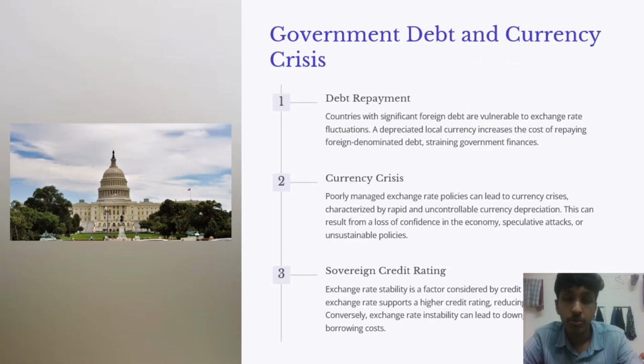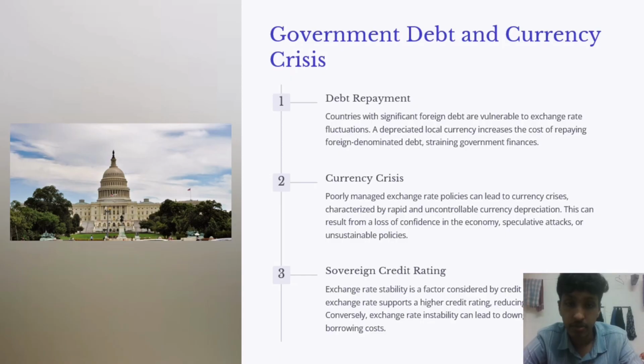So the last topic is about government debt and currency crisis. Debt repayment. Countries with significant foreign debt are vulnerable to exchange rate fluctuations, and a depreciated local currency increases the cost of repaying foreign denominated debt, straining government finances. So debt is like when a country borrows money from another country, it has to pay it back. So if a country's currency gets weaker, it costs more to pay back the debt.